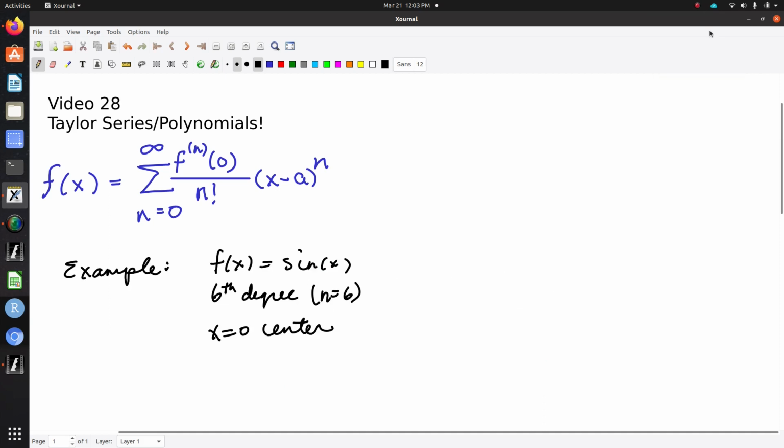Okay, and let's say the question asks us to use f of x equals sine of x and find the 6th degree Taylor expansion about x equals 0. And so how do we go ahead and do this? Well, the first thing we got to do is figure out what's going on with our derivatives. Derivative of sine is cosine. Next derivative is negative sine, and the next derivative is negative cosine, and then of course it repeats.